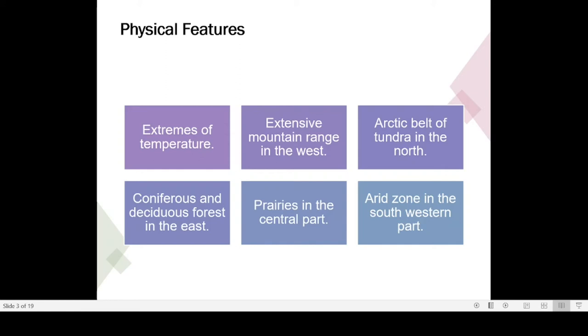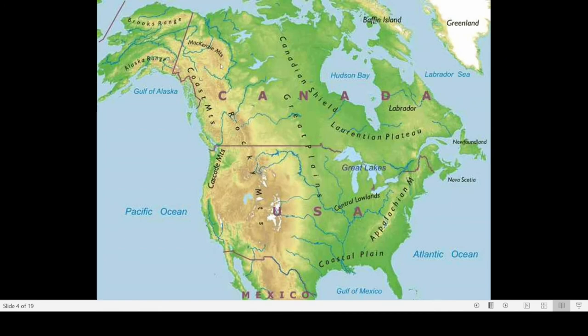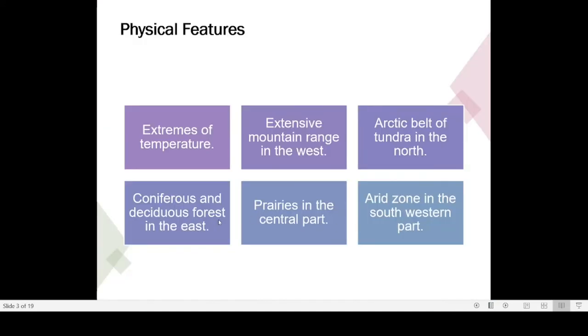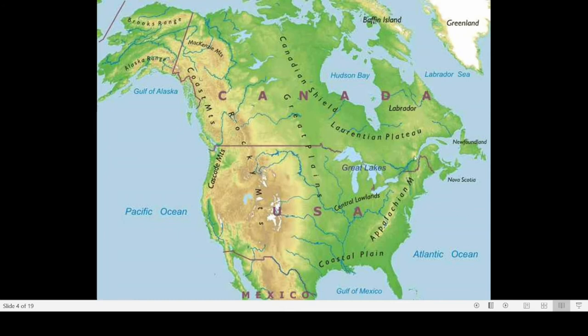If you look at the coniferous and the deciduous forest, if you look at the east-western border of North America, this is the western border. It is mostly mountain region, whereas in the eastern portion, we are finding mostly coniferous and deciduous forest. The trees that we mostly find are coniferous trees and also deciduous trees. We cannot find any kind of evergreen forest or tropical forest in the North American continent. Both are not present in the North American continent.